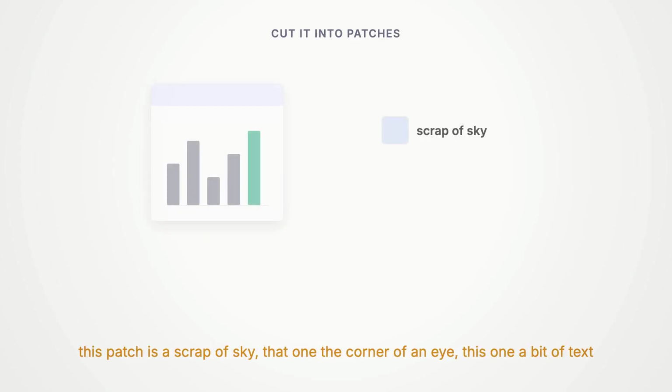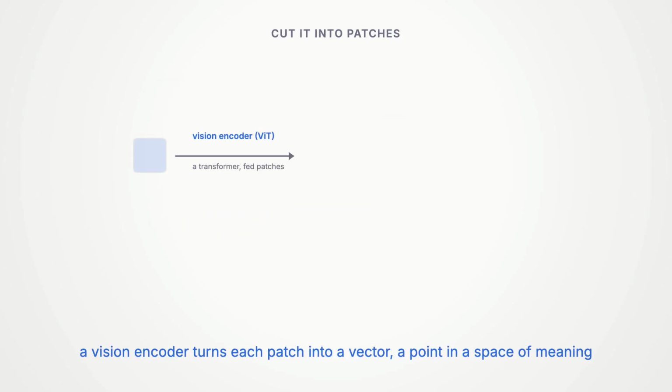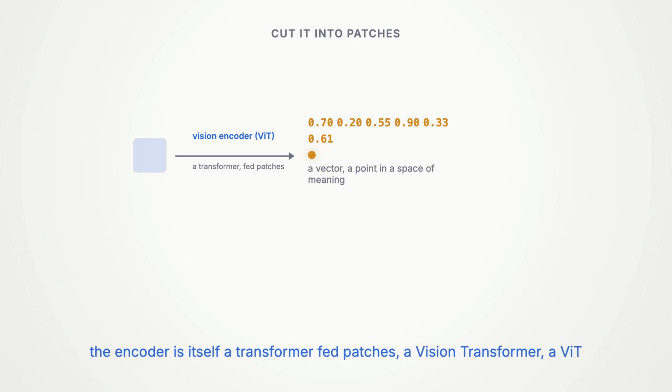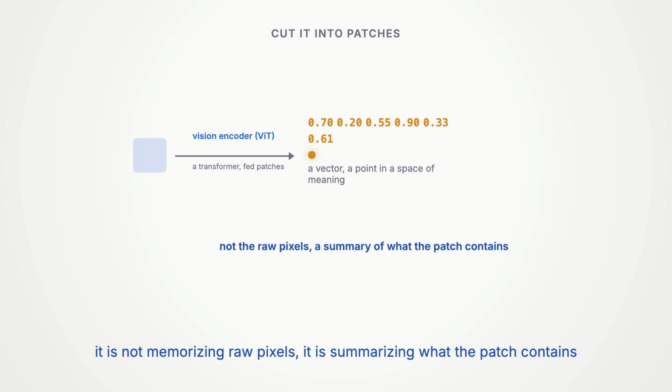This patch is a scrap of sky. That one is the corner of an eye. This one is a bit of text on a sign. Then a part called the vision encoder looks at each patch on its own and turns it into a list of numbers, a vector, a point in a space of meaning. This encoder is itself a transformer, the same architecture from Season 1, just fed patches instead of words. People call it a vision transformer, a ViT, and crucially, it is not memorizing the raw pixels. It is summarizing what the patch contains. A photograph just stopped being pixels. It became a grid of points.